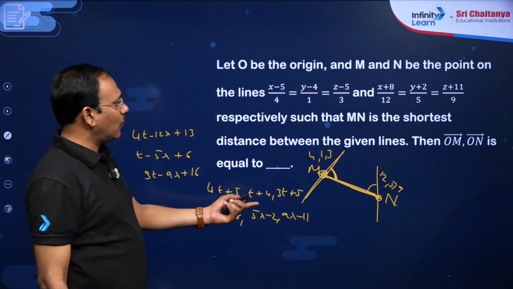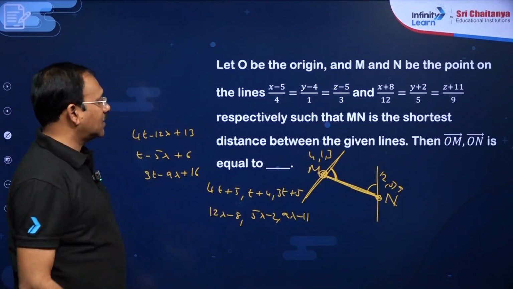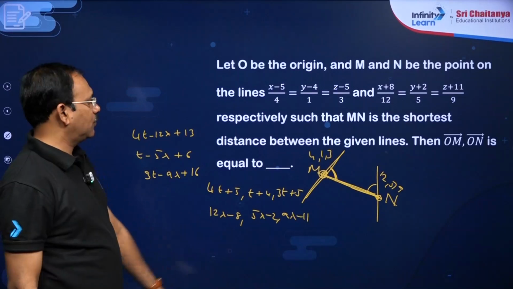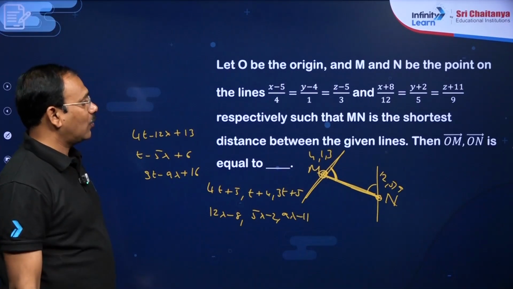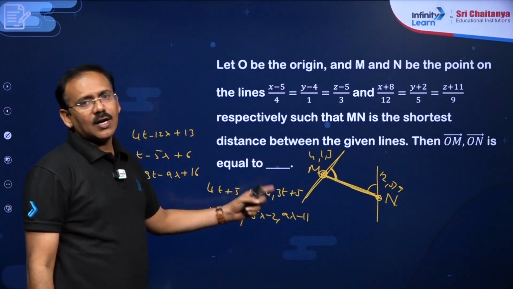So he is asking OM bar, ON bar. He is asking for the distance between these two, okay. I mean OM bar dot ON bar, I guess. So you can find the dot product.